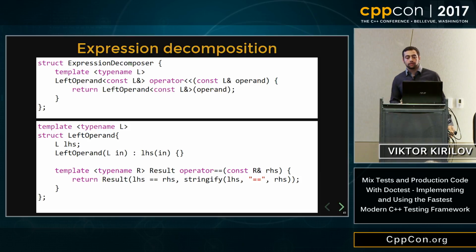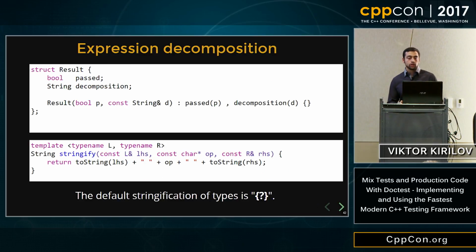And that left operand type is shown below. It holds a reference to the left operand, and it has the comparison operators overloaded for it, and they're also templated. So when we get the right operand as well in our comparison operator, we construct a result object. That's where we do the actual comparison, and we also call stringify on the left and right sides of the comparison. So the result object is just a boolean with the result, and also a string decomposition of the expression if anything fails. And the stringify function we called on the left and right operands just calls to string on the left and right operands.